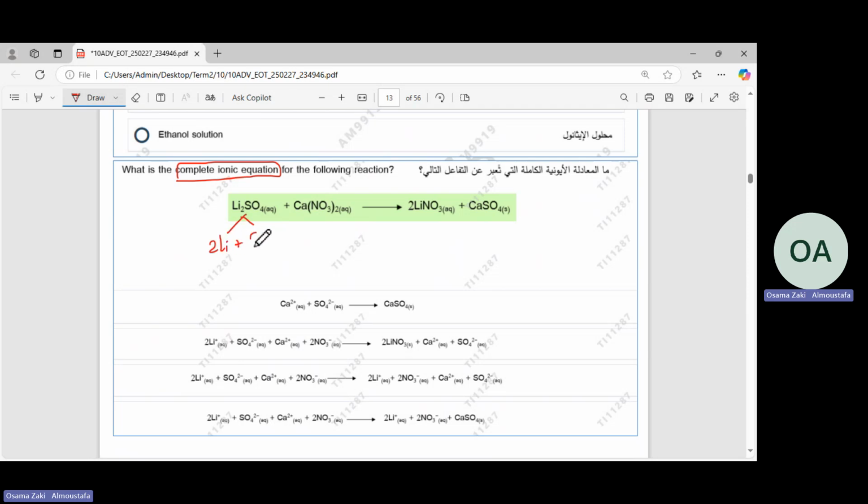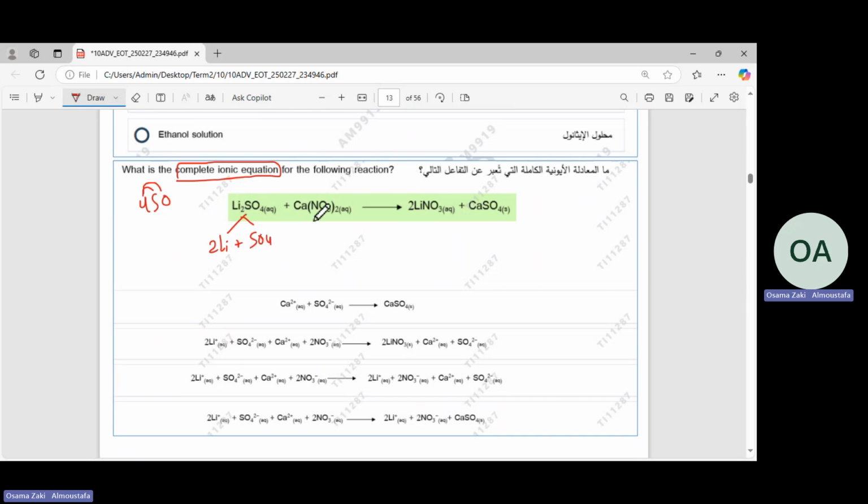We have aq. Okay, so if we break it down, we have 2Li and SO4. Why not 4SO? Because the 4 belongs to oxygen, not S. If we wrote, for example, 4SO, that would mean the 4 is multiplied by both S and O. But here it is SO4, so the 4 belongs to O, not S. And here, Li, we have 2 Li.